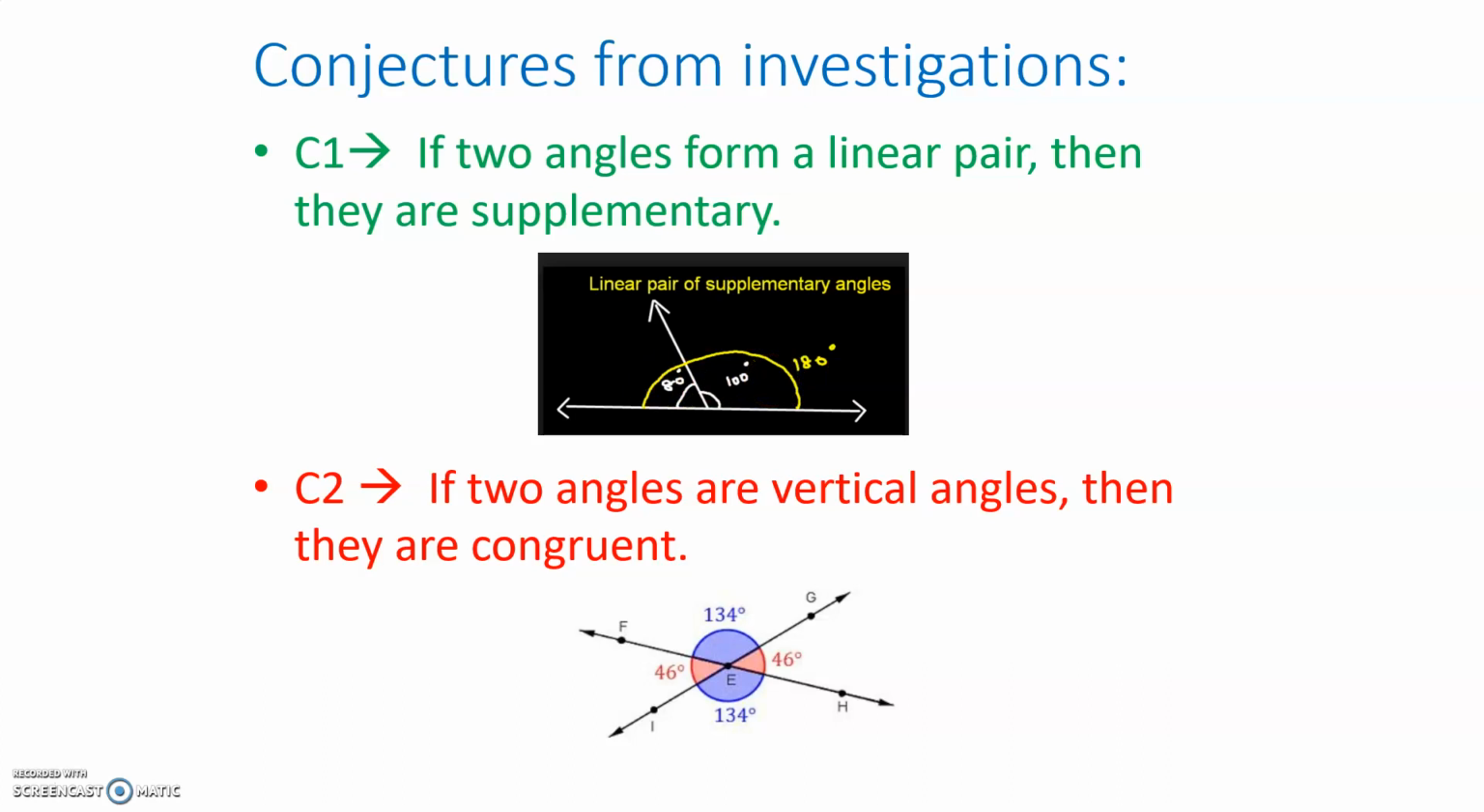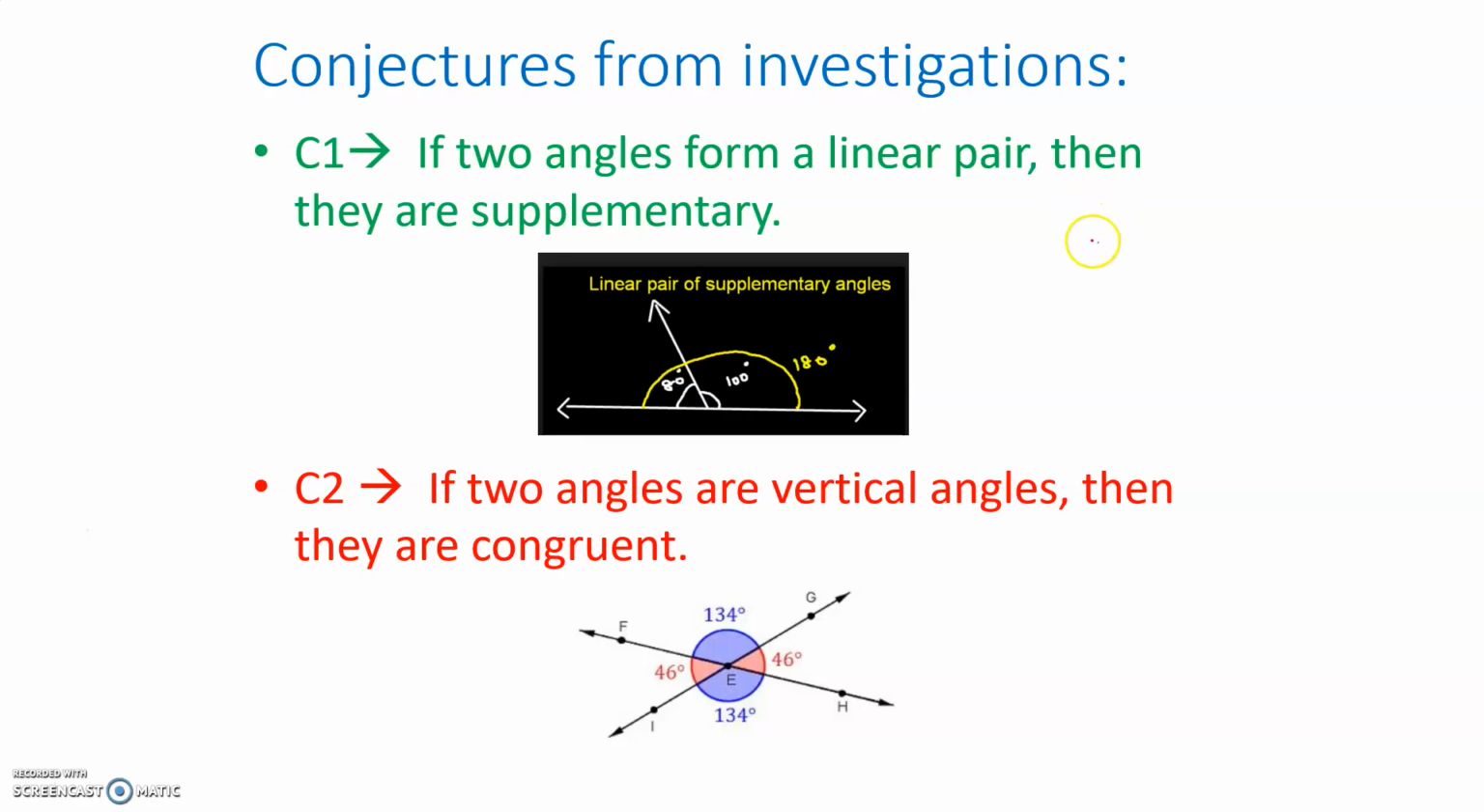Now, I also asked you to do the converse. The converse would say, if 2 angles are supplementary, then they form a linear pair.